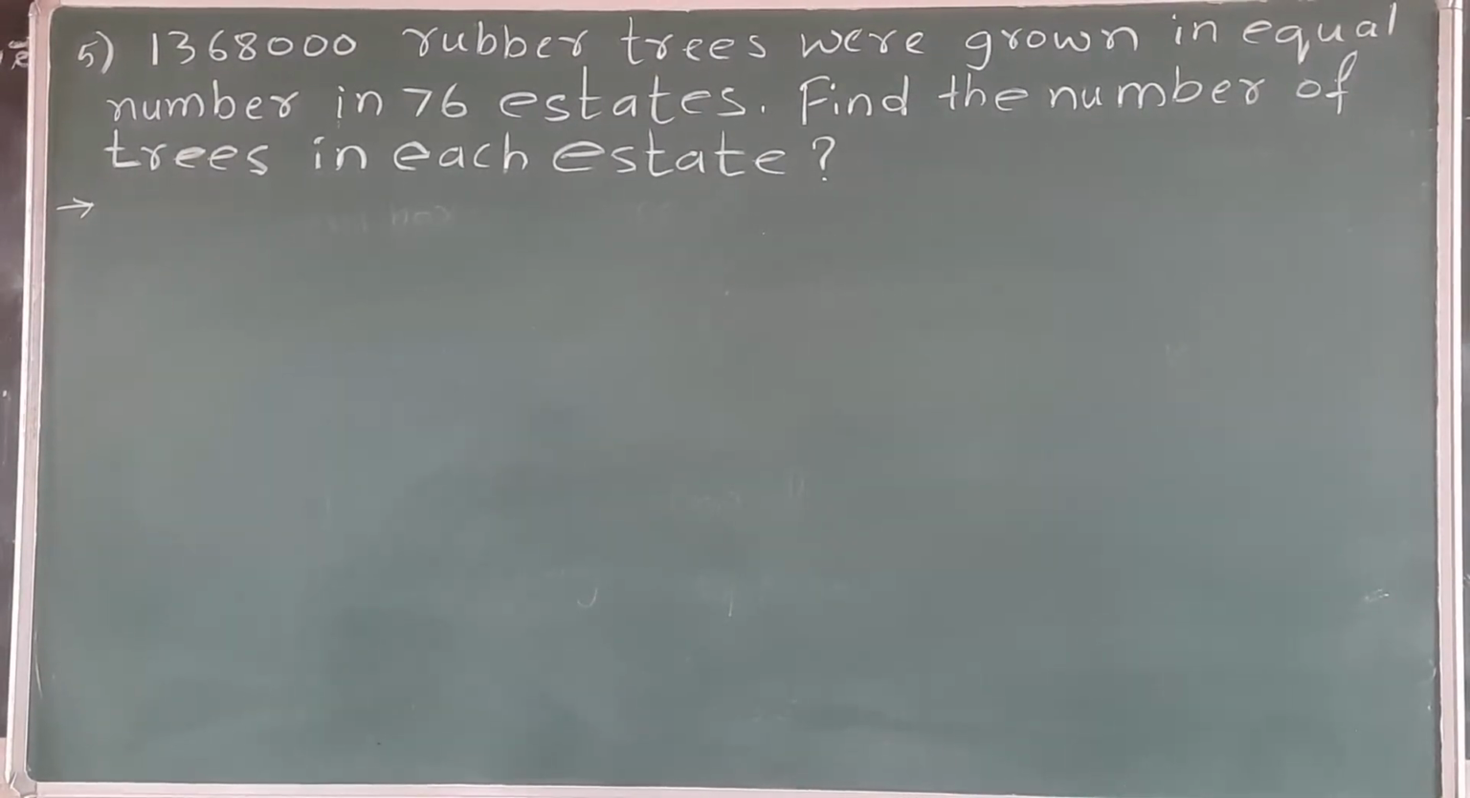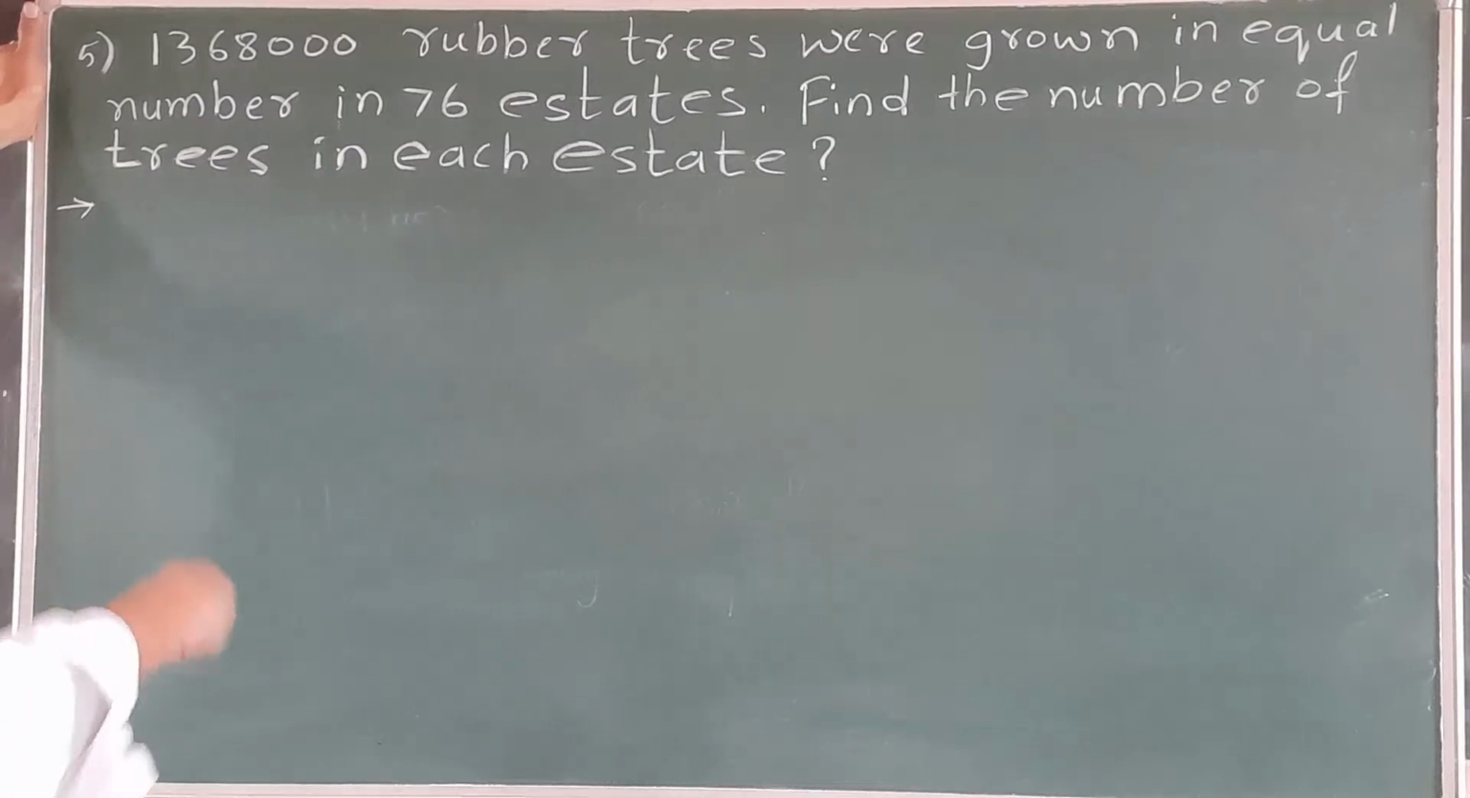Now, fifth one. 13,68,000 rubber trees were grown in equal number in 76 estates. Estates means farms, gardens. Find the number of trees in each estate. Totally 13,68,000 rubber trees were grown in equal number in 76 estates. Then find the number of trees grown in each estate, in one estate.